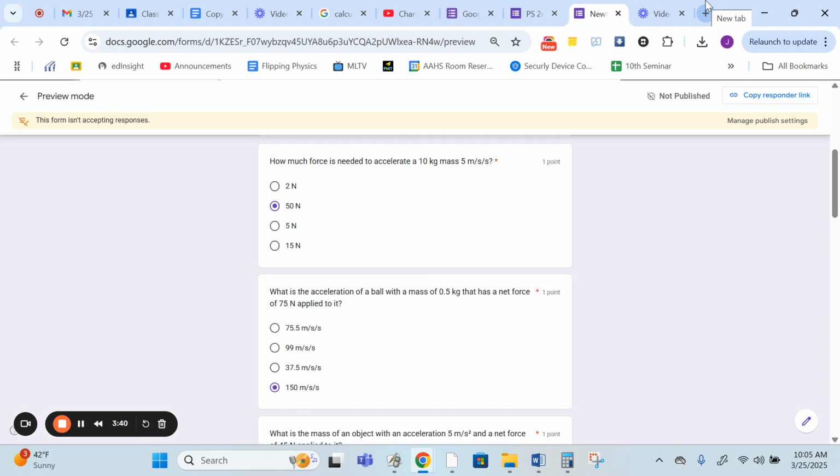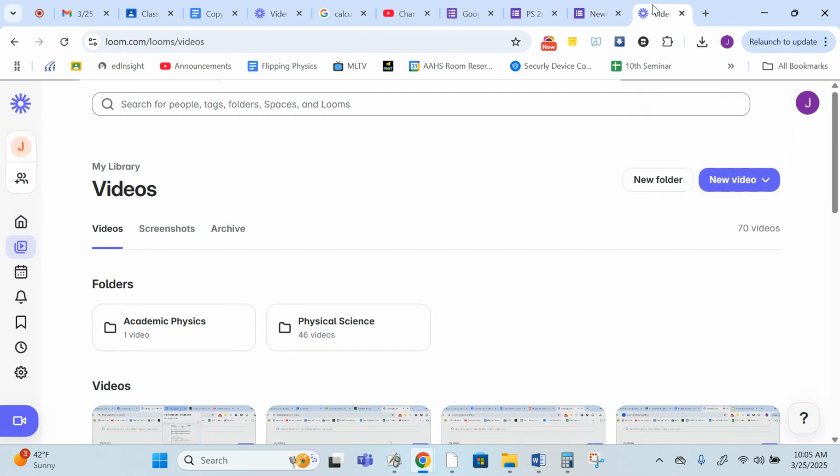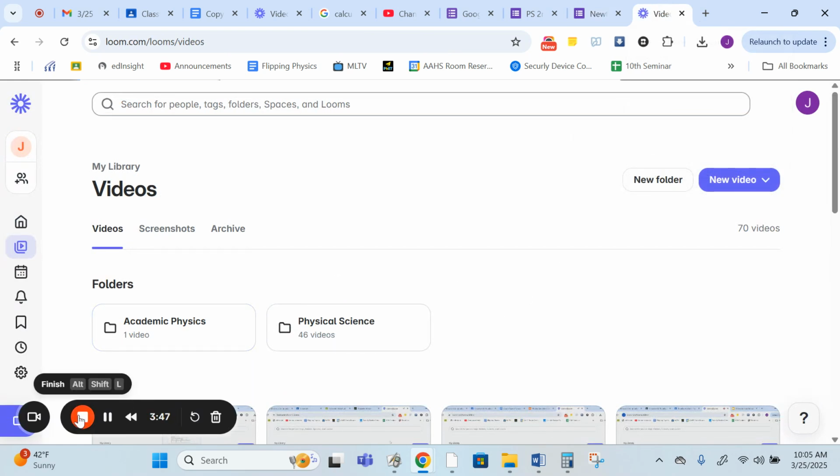Okay, again, make your data table, pick which version of the equation depending on what you're solving for, and then select your right answer. Okay, good luck.